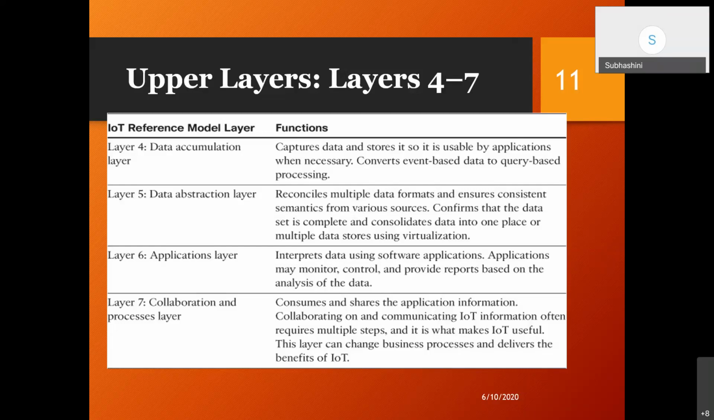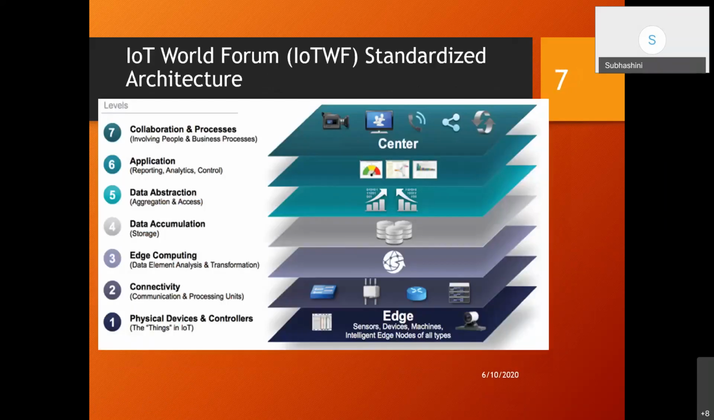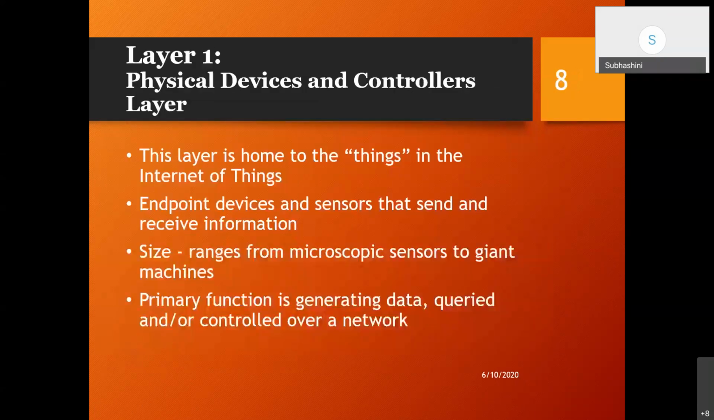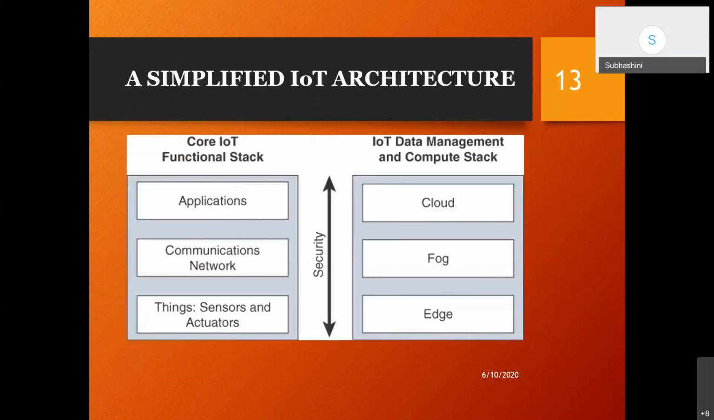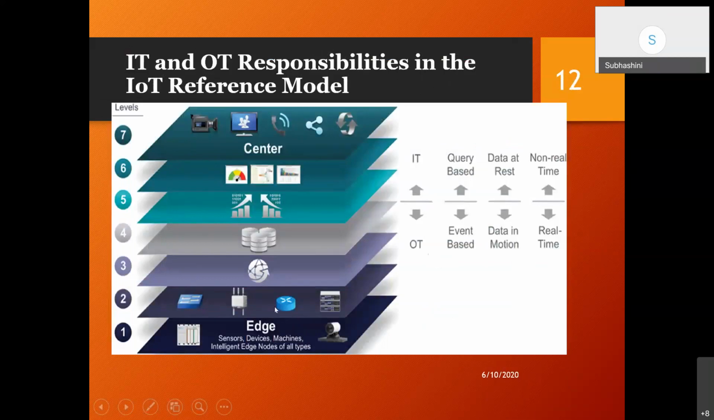And the last one is the collaboration and process layer. It shares the information between different applications. Even this is from the end user's perspective. All these are the layers of the IoT World Forum architecture, right? Very important question, students. In terms of IoT World Forum architecture, how do IT and OT differ? Please observe the small difference here. IT is query based, whereas OT is event based. That is the difference.